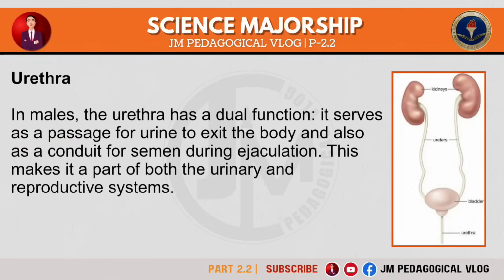In males, the urethra has a dual function. It serves as a passage for urine to exit the body and also as a conduit for semen during ejaculation. This makes it a part of both the urinary and reproductive systems.